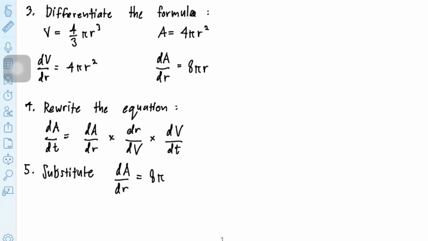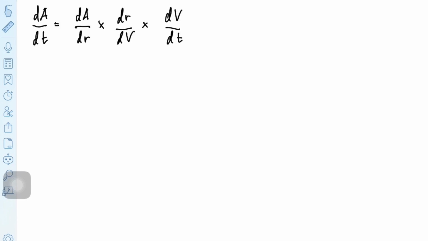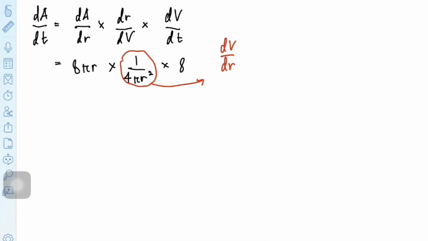Fifth step, we need to substitute the value of the rate into the equation. So we assign dA over dr equals 8πr, dr over dV equals 1 over 4πr², and dV over dt equals 8. The 1 over 4πr² is actually the dV over dr value. We just flip it to become dr over dV, so the rate of change is with respect to r rather than V. This is called taking the reciprocal of the derivative. So we get the answer, which is 16 over r.